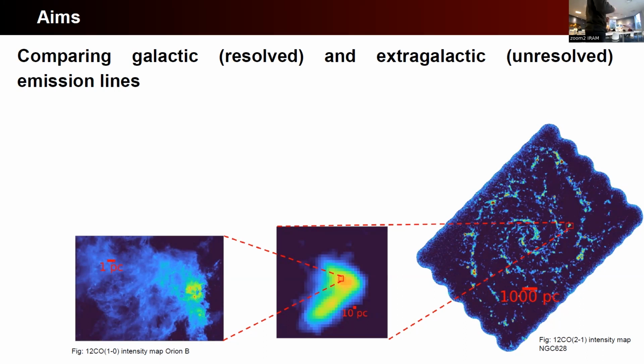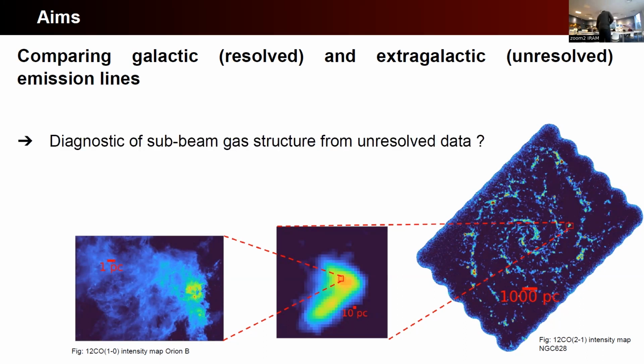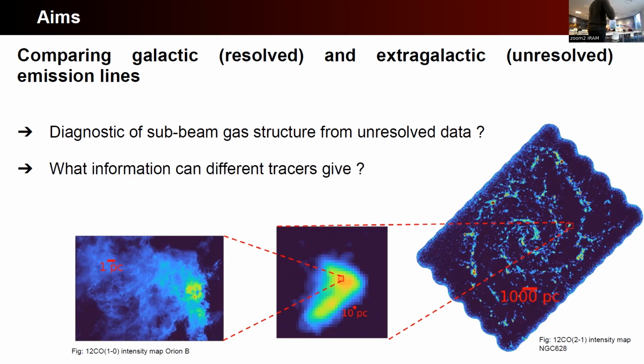an average of a complex mix of different environments, different structures, and different dynamics. So the question here is very simple: whether we can retrieve any information about the subbeam average dynamics and structure of clouds from unresolved observation. And if we do so, do different tracers, different molecular line emission, tell different stories?